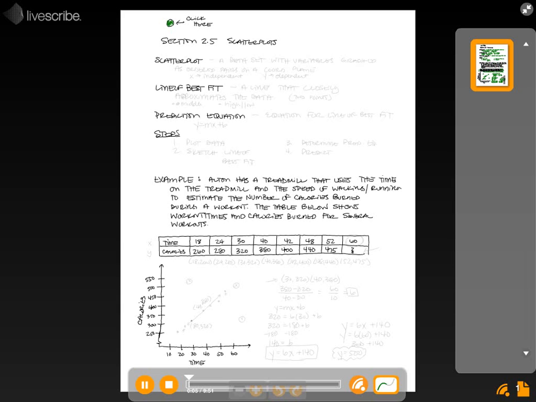Okay, this is our video on scatterplots. It's for section 2.5, and the first three things here we got are definitions. First one is a definition for a scatterplot.